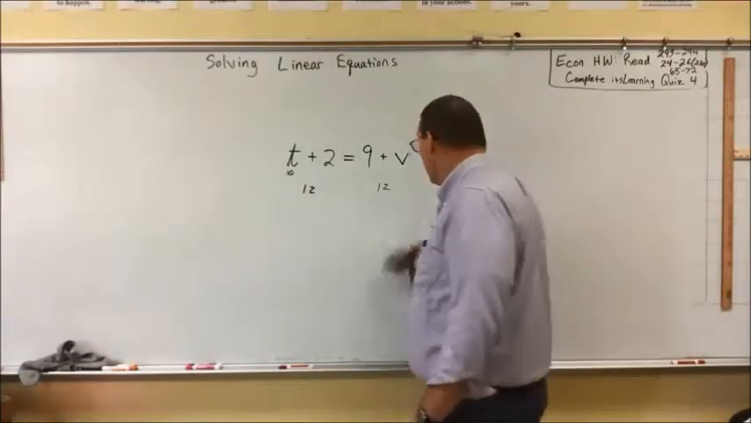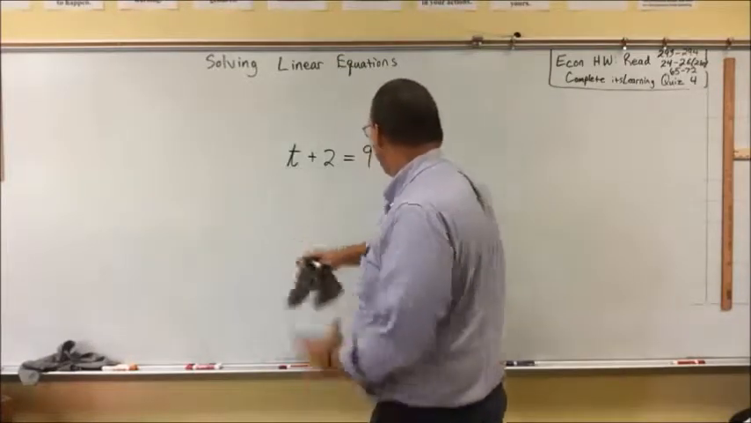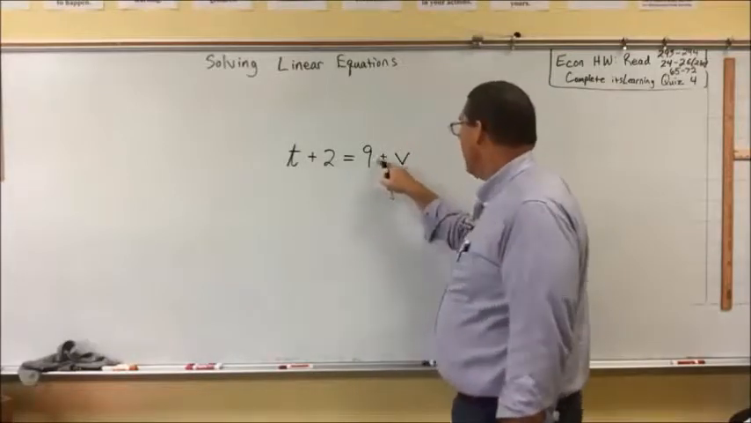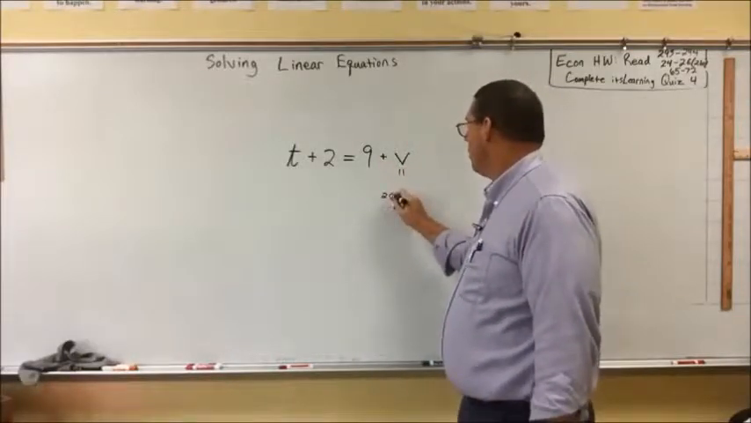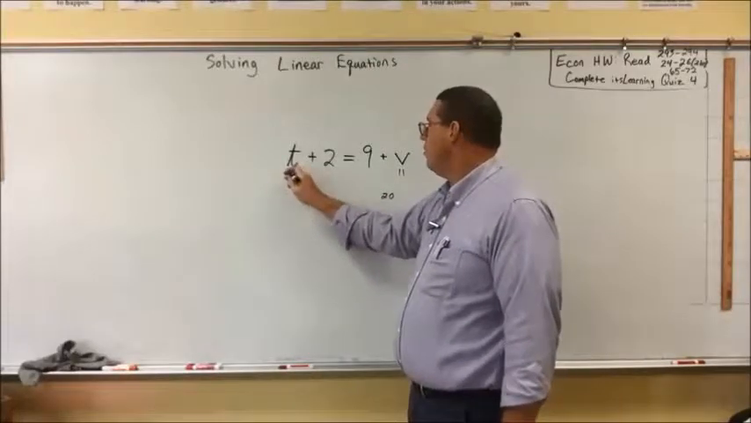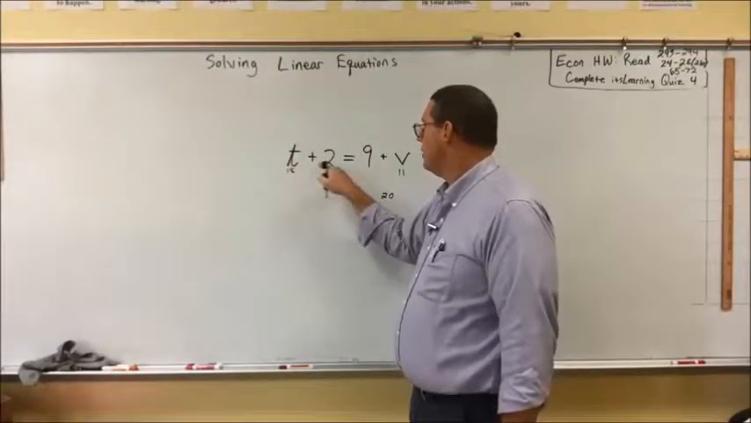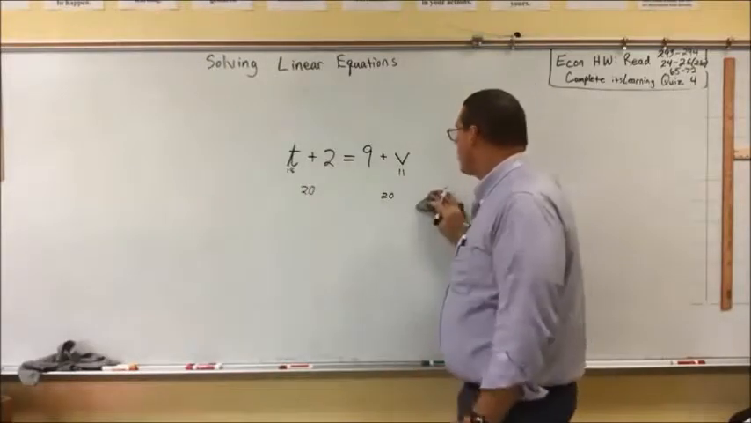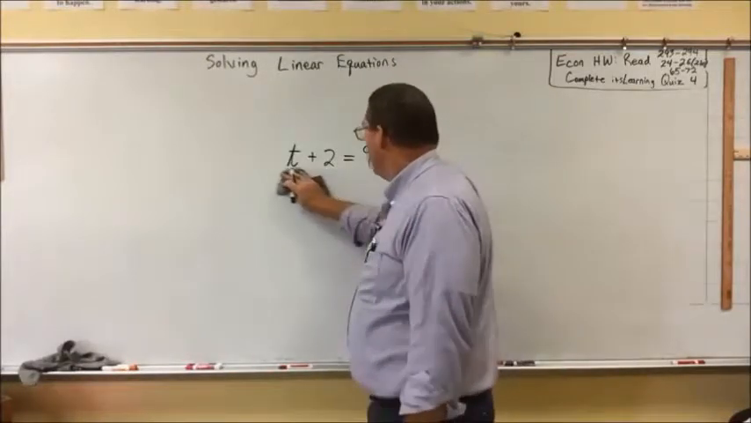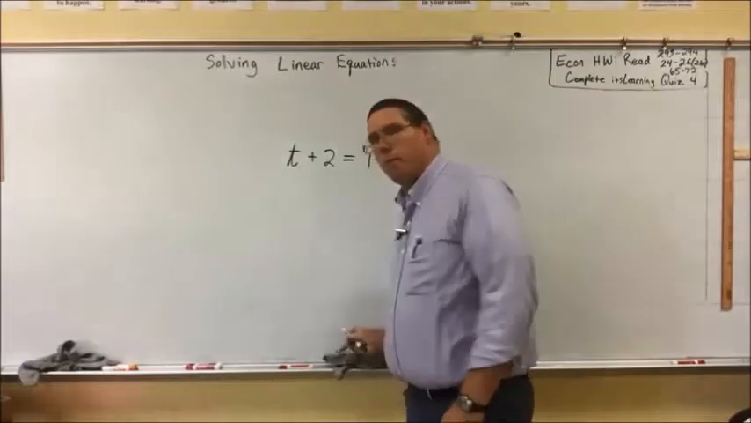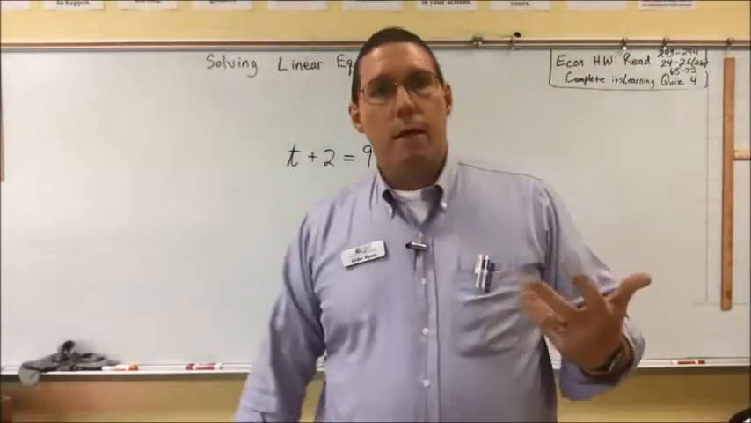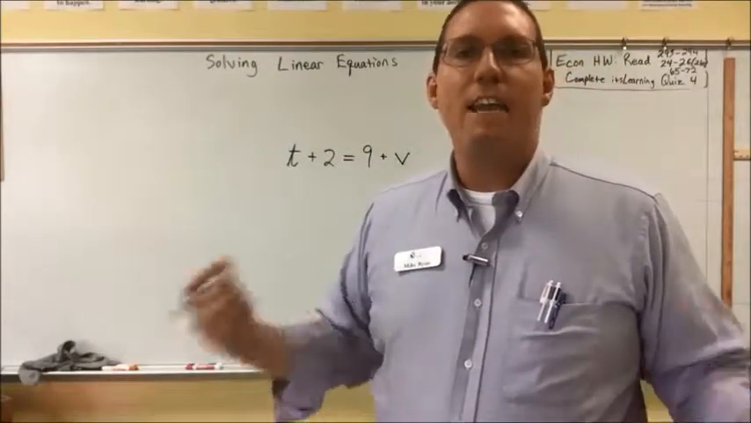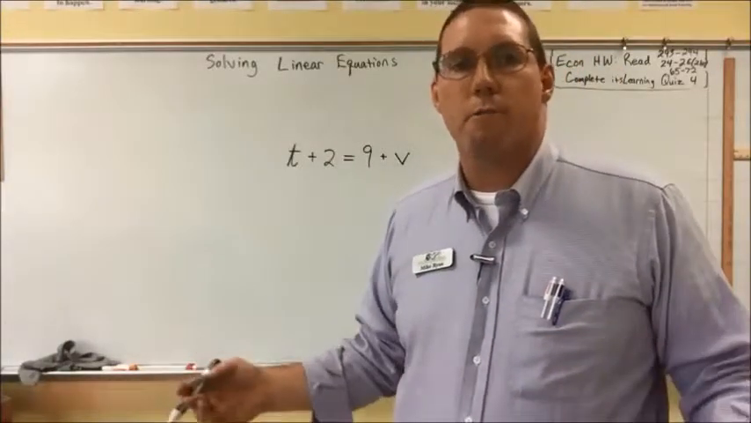On the other hand, we could say that v is equal to 11. 9 plus 11 is equal to 20, in which case t would be equal to 18, because 18 plus 2 is also equal to 20. And so, if there are two variables in one linear equation, then you have an infinite number of possible answers.